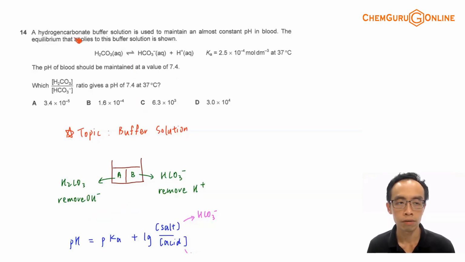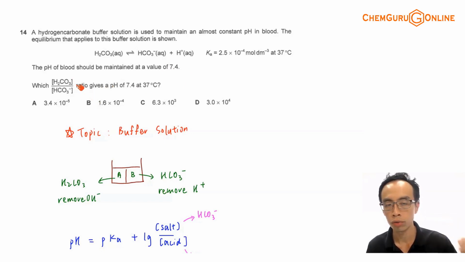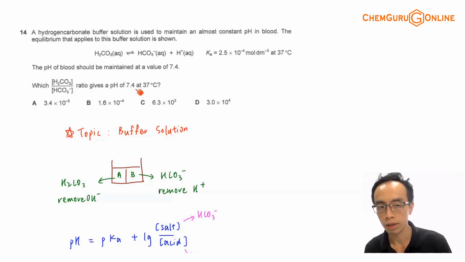Now, question 14, I have a hydrogen carbonate buffer solution used to maintain an almost constant pH in blood. The equilibrium that applies to this buffer solution is here. H2CO3 to give me HCO3 minus plus H plus. K value is also given. pH is maintained at 7.4. And what is the ratio for H2CO3 to HCO3 minus that gives me this pH of 7.4?